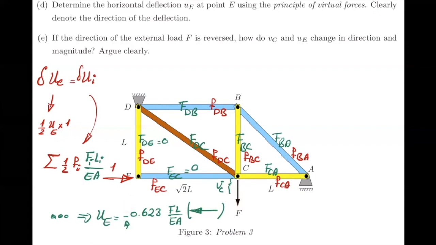But also analytically, you can see that. You can see here you have F. So if instead of F, you had minus F, obviously you get a deflection which would be minus of what you have. Okay, so in this example, it asks you to argue, and that would be your argument basically. So VC and UE would also be reversed.